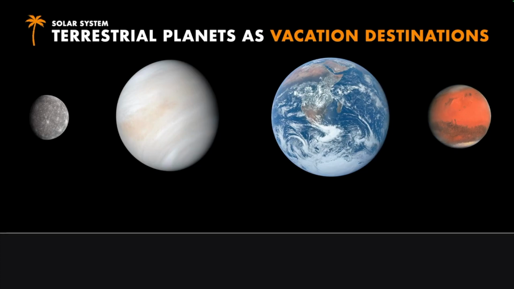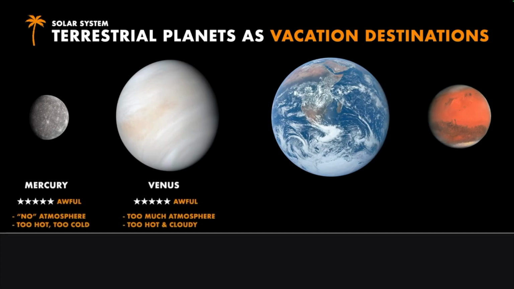I'm going to get started with Mercury and Venus, which are actually the worst planets to go on vacation to. Mercury basically has no atmosphere. It's too hot or too cold, depending on whether it's night or day. And Venus, on the other hand, has too much atmosphere. It's too dense, too hot and cloudy. So hot and so cloudy and so much atmosphere that if you brought your car to the surface of Venus, it would be crushed because of the atmospheric pressure. So really, you don't want to go on vacation to these objects.